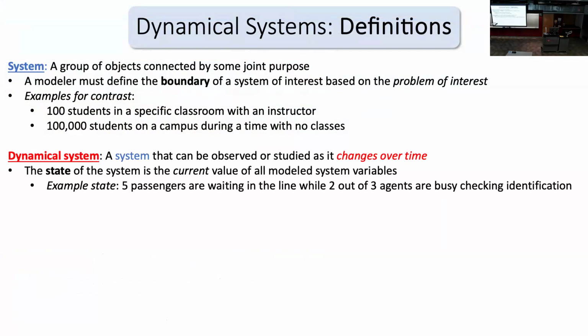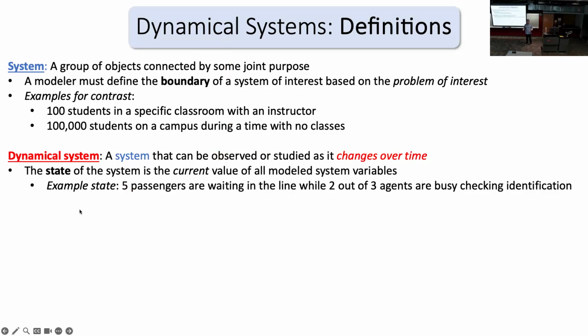A dynamical system is a specific type of system where we're not just interested in what the relationships are, but we're interested in how the system changes over time. And that's what we study in this class, dynamical systems. And so this is a system that can be observed as it changes over time.